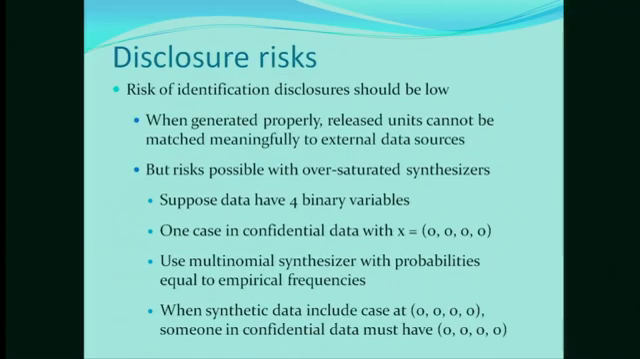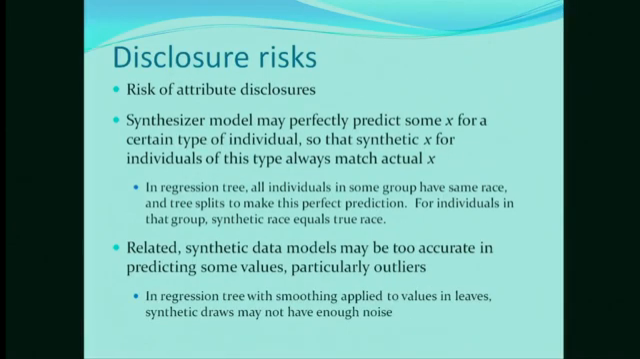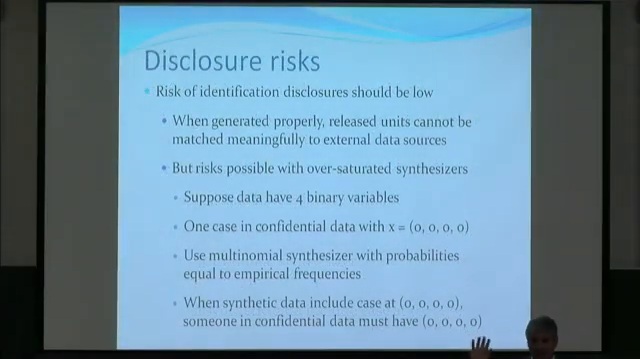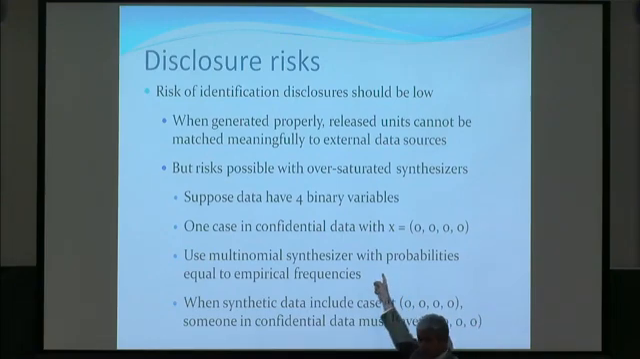Right? Why couldn't you generate 0, 0? Oh, so if I've used a multinomial synthesizer where probability is equal to the empirical frequencies, right? So the probability of generating, let's say n is 1,000 in the data set, and there's 600 of them that have 1, 1, 1, 1. Then the probability in that multinomial for 1, 1, 1, 1 would be 0.6, okay? If I'm in my multinomial synthesizer.